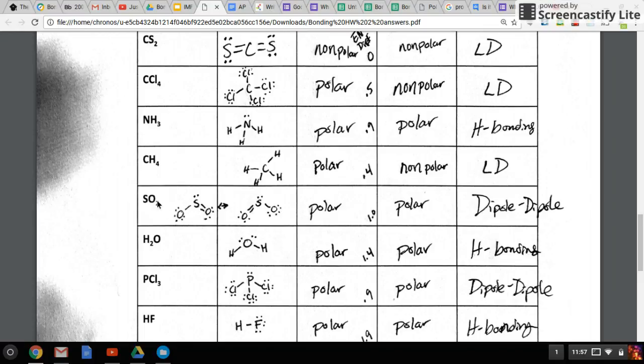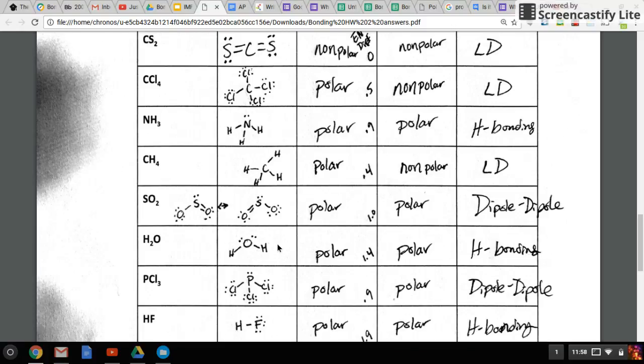SO2, its structure ends up having to be a resonance structure, so you would have had to draw both. This is bent, so we've got 3 things around a central atom, but there is 1 unshared pair. And the SO bonds are polar, quite polar. They have an electronegativity difference of 1. And the molecule itself is polar because of this unshared pair on the center atom. It makes the molecule non-symmetrical. So we have a polar molecule, and this would undergo dipole-dipole interactions between molecules of SO2.